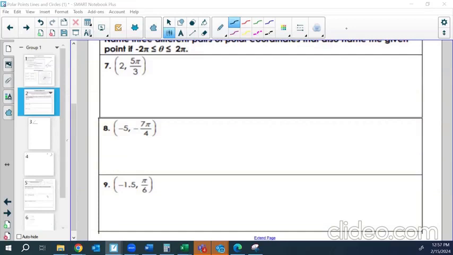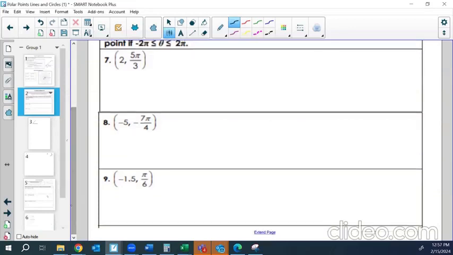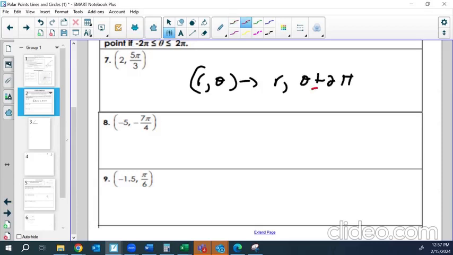Okay. And so if you're given this polar point, and you want to write it in different forms, represent it different ways, given R and a theta, you can write this as R. It does not change, but you can add 2 pi to the angle or minus 2 pi to the angle. Okay, so that's one way.